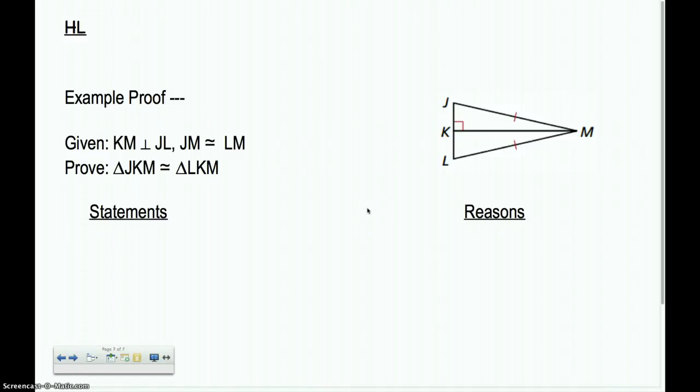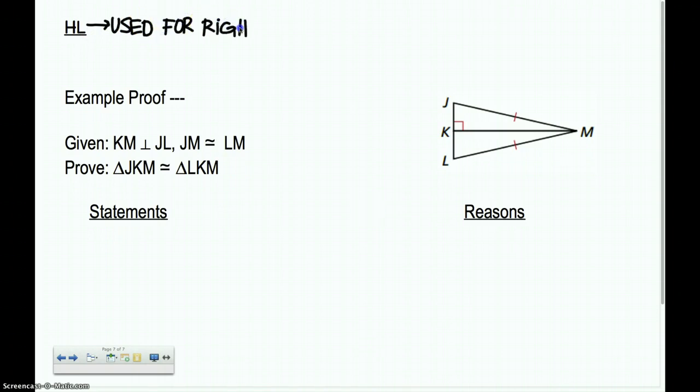HL, hypotenuse leg. Now, the word hypotenuse tells us a little bit about why HL is so different than all the other ones, right? We had sides and angles, A and S, S and A, whatever. HL, hypotenuse leg, is different. It only works on right triangles. HL is only used for right triangles.